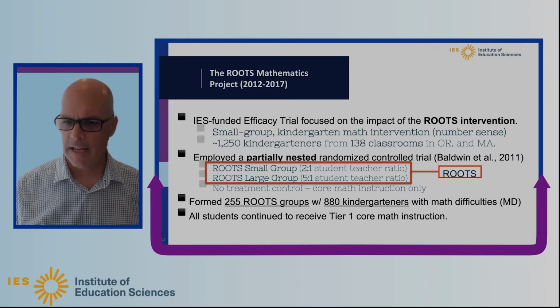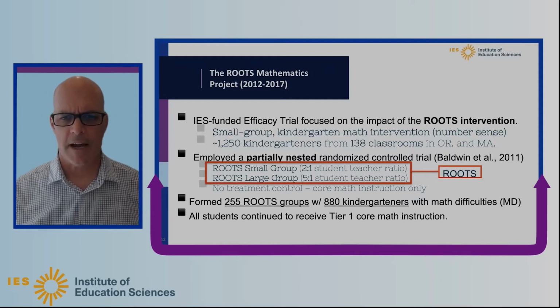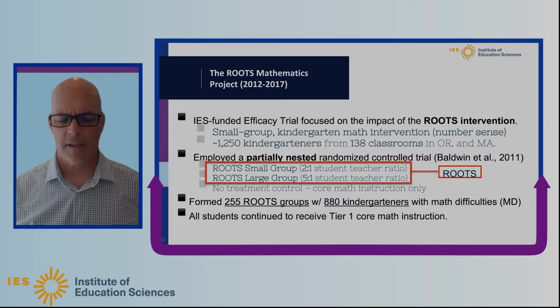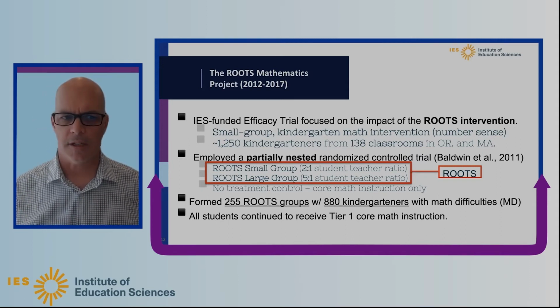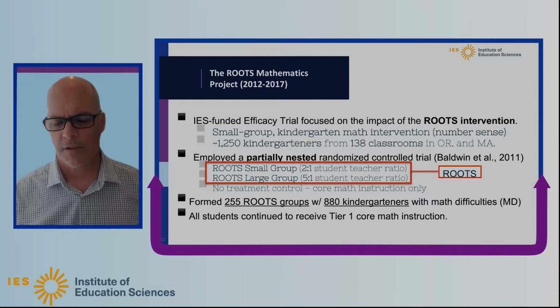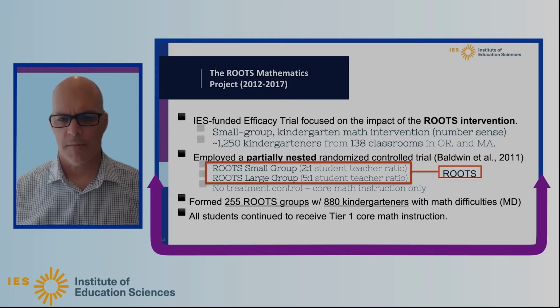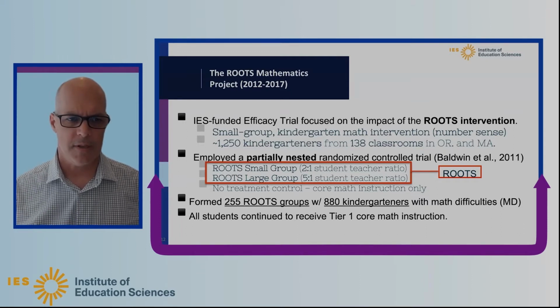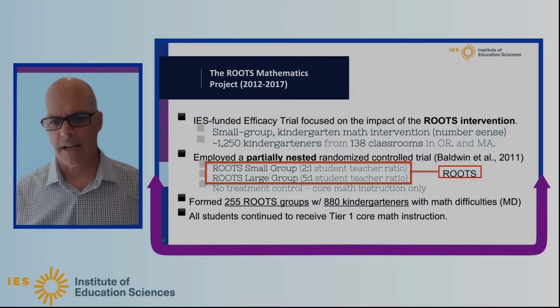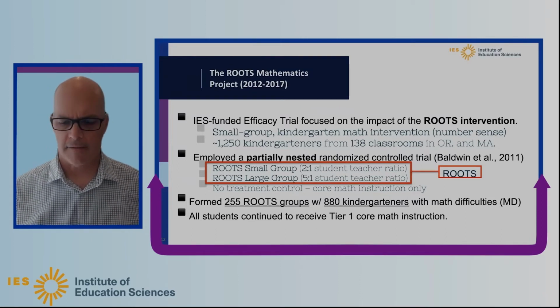And for the purposes of today's presentation, I'm just focusing on findings and the data that were captured within the Roots groups. So in each classroom, we randomly assigned students who were at risk for math difficulties to one of three conditions. It was Roots small group, which was a 2-to-1 student-teacher ratio, a Roots large group, which was a 5-to-1 student-teacher ratio, or a no treatment control condition. And again, for today's presentation, I'll just focus on the students who were randomly assigned to the two Roots intervention groups. In all, we formed 255 Roots groups with close to 900 kindergartners who were facing math difficulties.